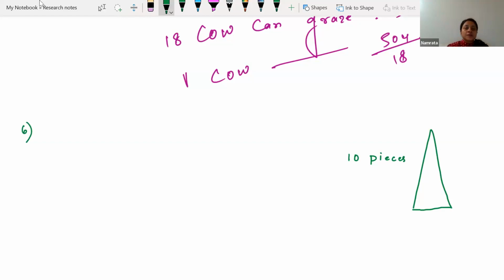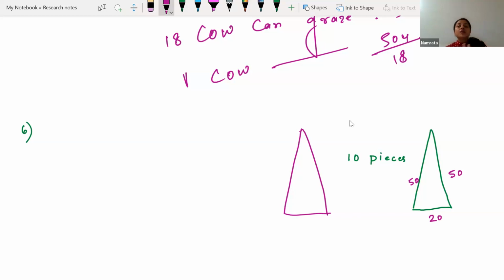Two different colors. Let's say we are using a green color and another color we are using is a purple color. Total how many pieces of triangles are there? 10 pieces are there, including this green one and this purple one. Each piece measurement is given as 20 centimeter, 50 centimeter and 50 centimeter. How much cloth of each color is required?